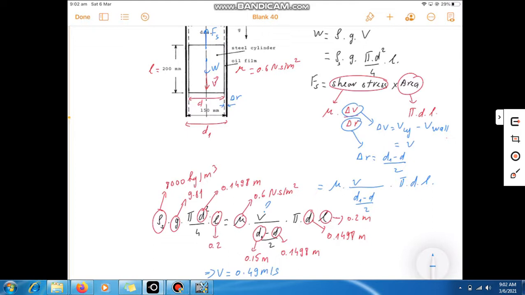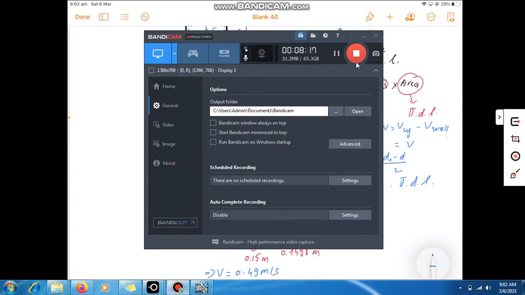So from this equation we only have one variable, the velocity v. From this we can find v is 0.49 meters per second. It means the cylinder will fall down with a constant velocity of 0.49 meters per second.